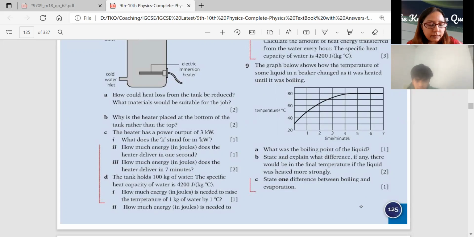State one difference between boiling and evaporation. Okay, so I can give like two, three. Boiling takes place throughout the entire beaker or container, while evaporation happens only on the top surface of the water. And boiling happens only at the boiling point. Evaporation will take place at any temperature. Boiling is faster than evaporation. That's it for us.